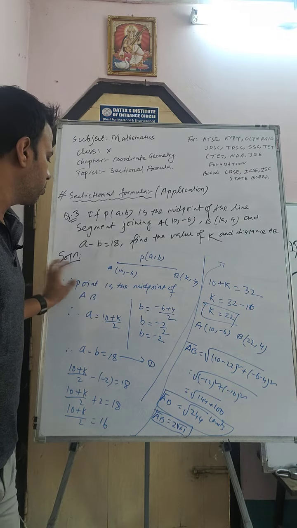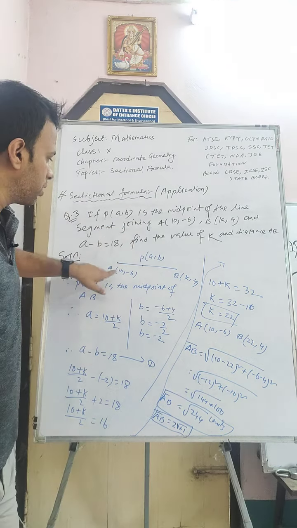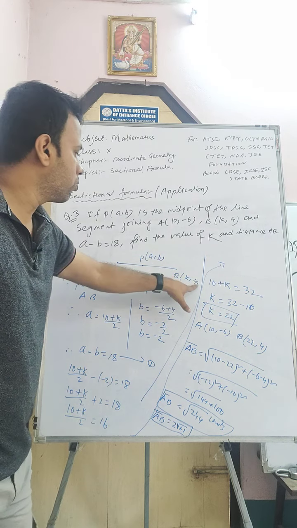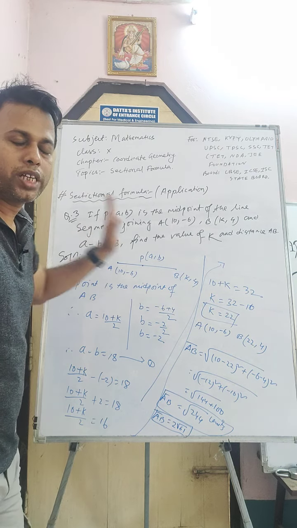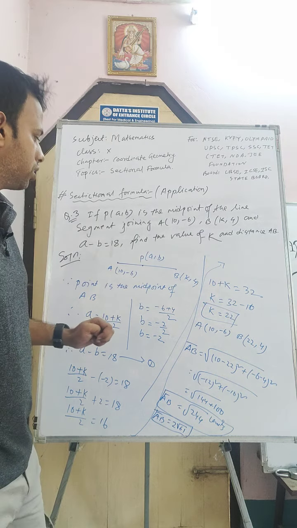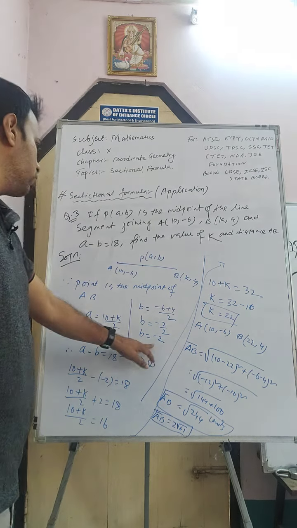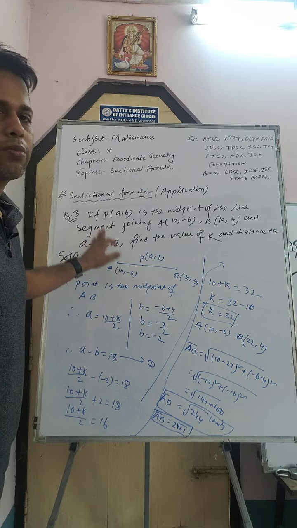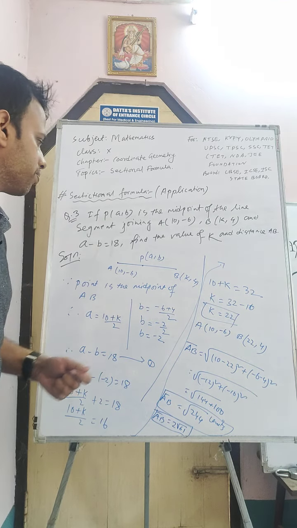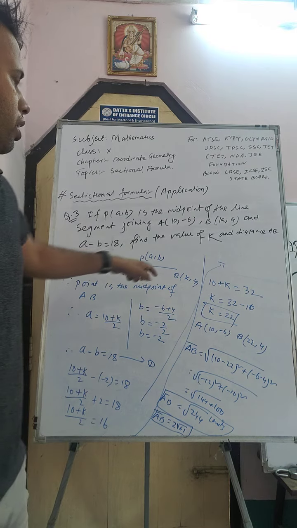Now since P is the midpoint of AB, we can say the midpoint of AB is this one plus this one by 2 equal to A, and this one plus this one by 2 equal to B. That is, x1 plus x2 by 2 equals A, and y1 plus y2 by 2 equals B, isn't it? So A came out and B came out. I put the value of A and B in this equation, and after simplification I find the value of K.